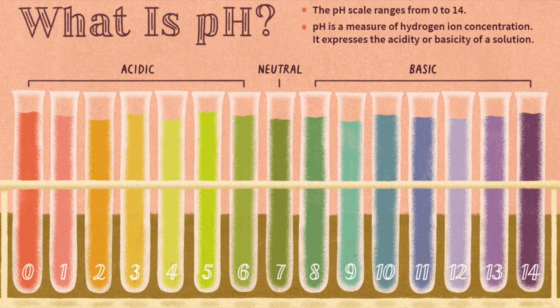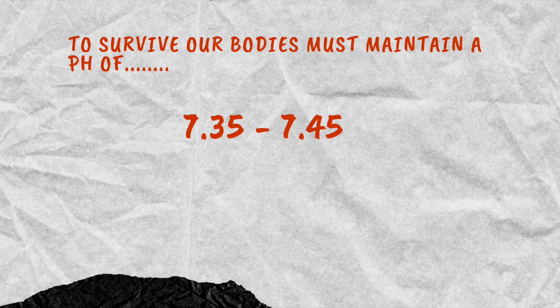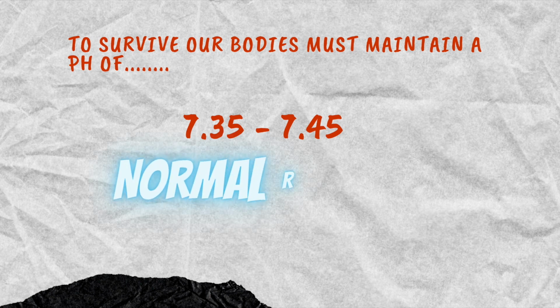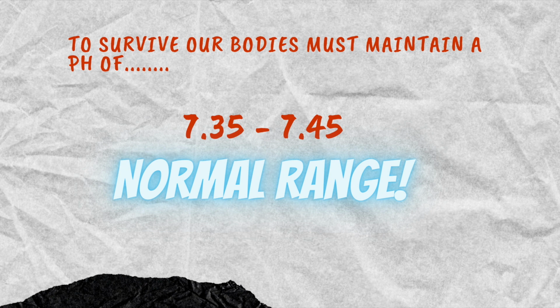But I like this scale because it makes it a little easier so you can kind of see the difference. So our bodies, again, pH of 7.35 to 7.45. This is normal. Remember that.